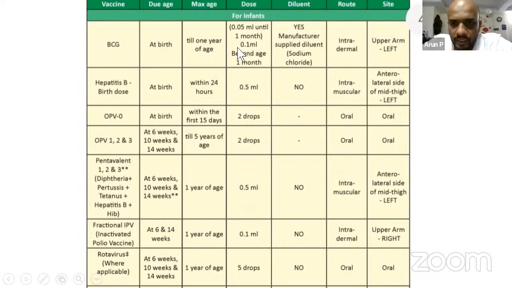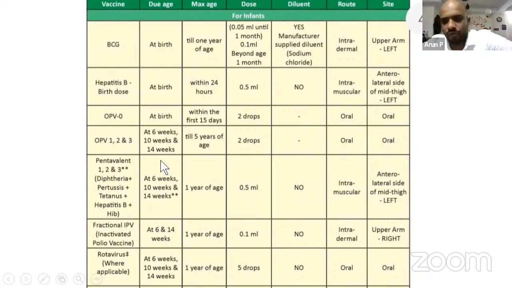And what is the diluent used here? It is sodium chloride, and it is given intradermal. Then you have hepatitis B birth dose. It is given 0.5 ml intramuscular on the anterolateral side of mid thigh, left side. OPV is an oral vaccine, oral polio vaccine. It is given 2 drops orally. So BCG, hepatitis B birth dose, and OPV 0 dose, all 3 are given at birth.